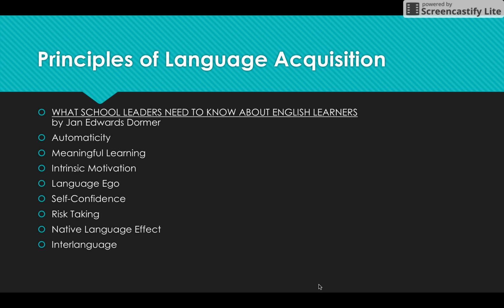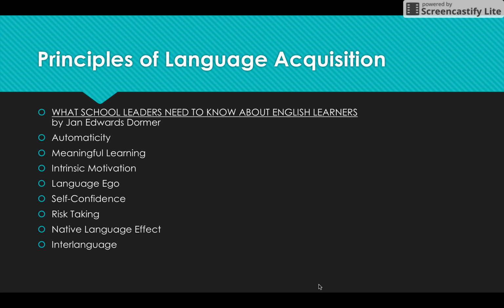This really ensures that the student will be successful because they're intrinsically motivated. To help with intrinsic motivation, you need to make the classroom time of that pull-out group inviting, and you can build this by giving them external motivators, but slowly taking them away. There's also things to consider, like the language ego and the student's self-confidence. Self-confidence is very important when they're learning a new language.